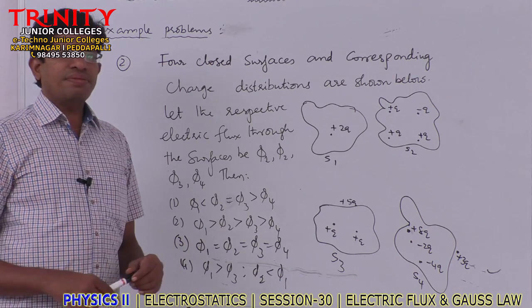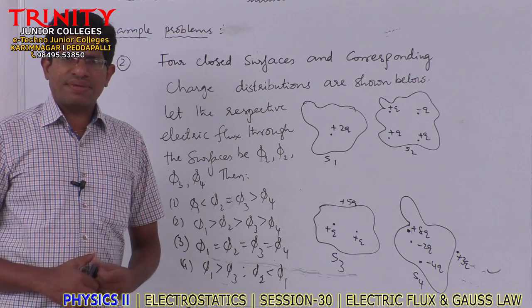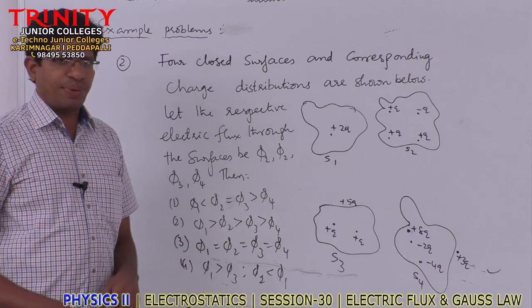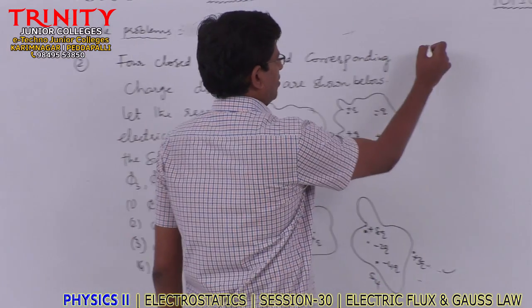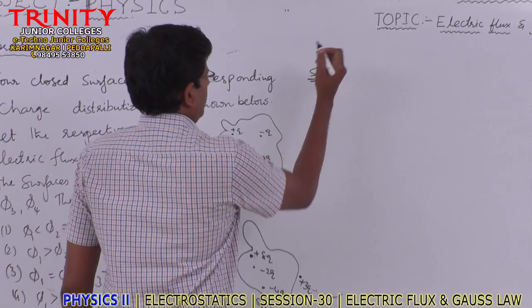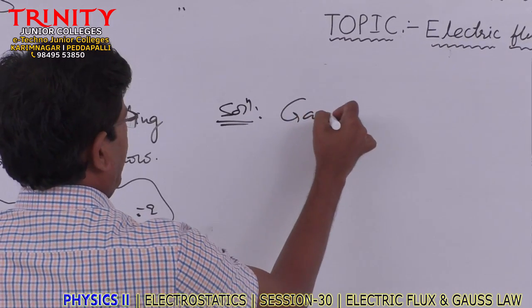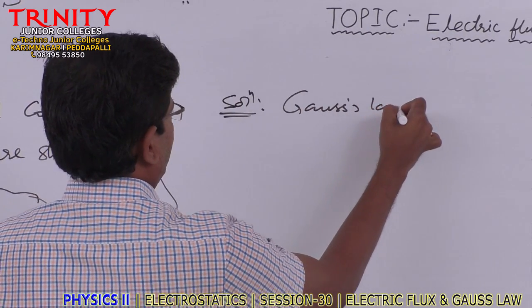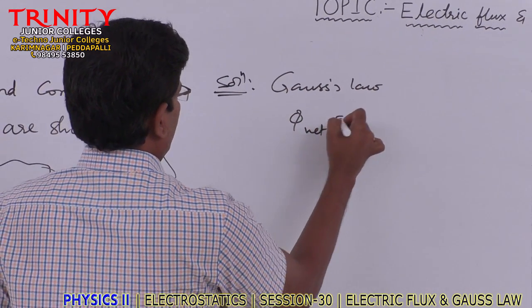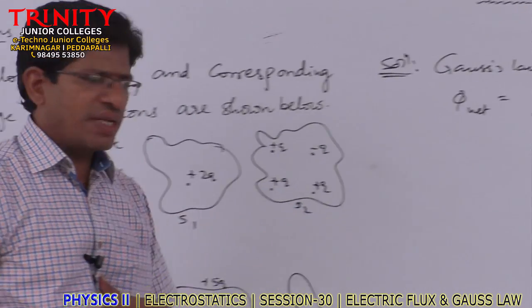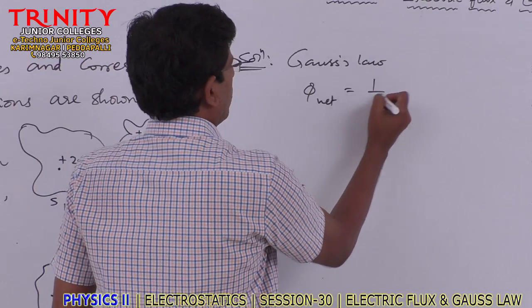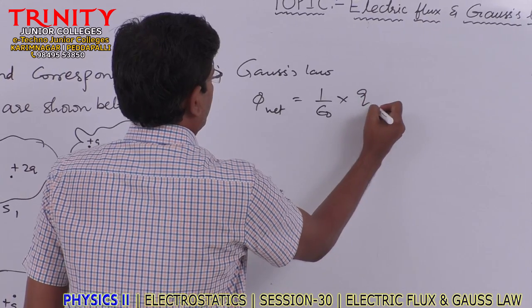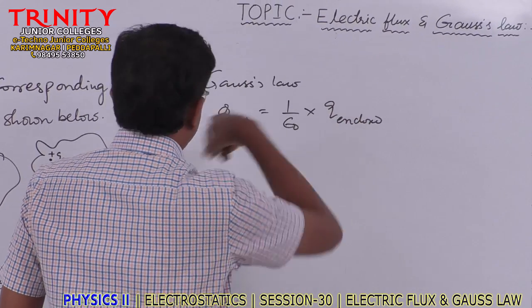So, this is straight away the statement of Gauss's law. If you understand it, you can answer this one. Let me get into the solution here. So, what does Gauss's law say? Gauss's law says the net flux through any closed surface is equal to 1 by epsilon naught times the charge enclosed by the surface.